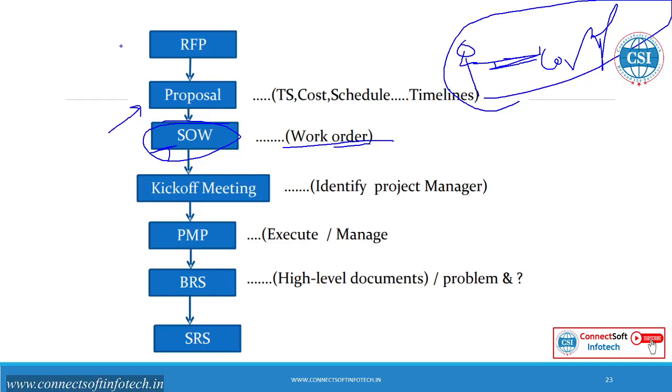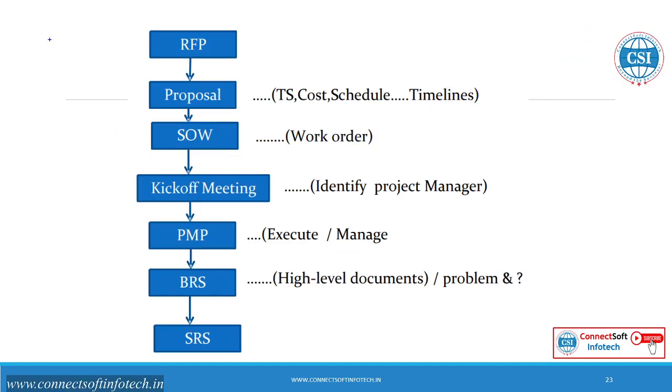So this is our project, application or product, and we have to develop it within this time period, and the cost will be this. The client agrees to that, so we provide the agreement. Once the client signs it, it becomes the statement of work, that is SOW, the work order. Statement of work is the work order.